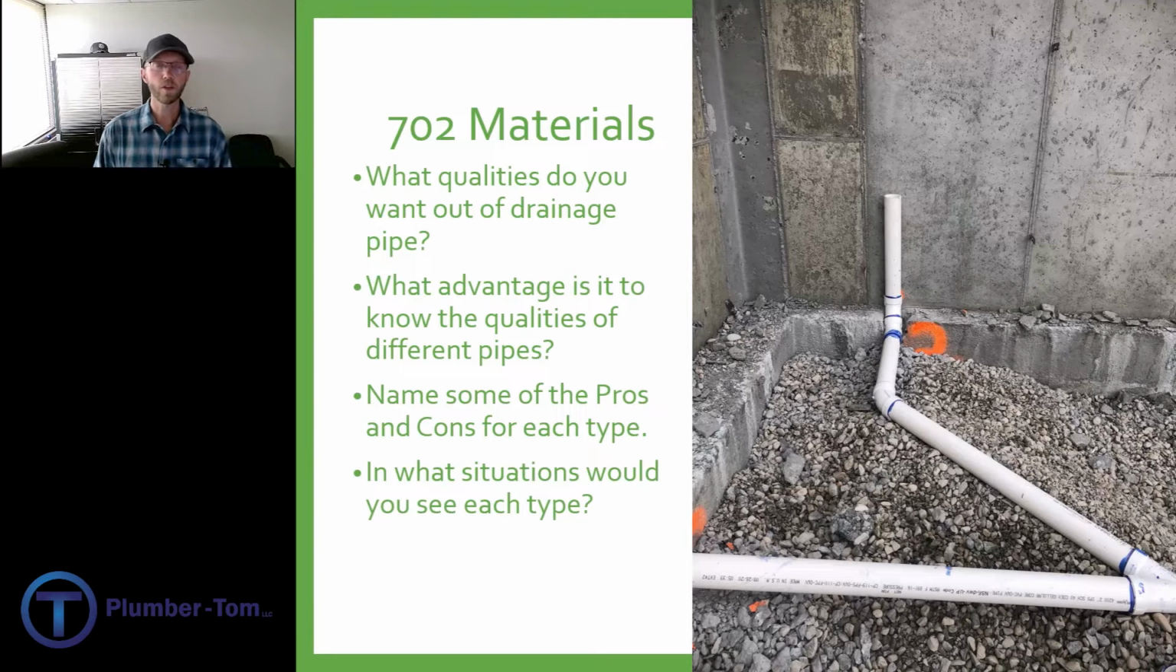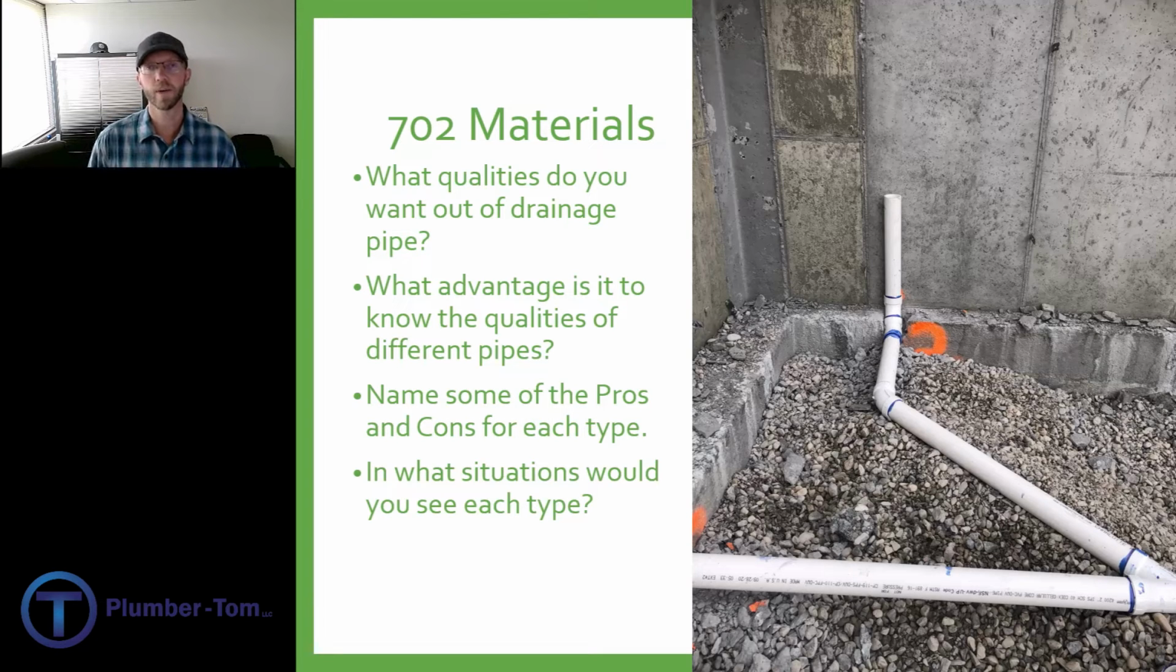In 702, we look at the materials that are allowed to be used. Think about some of these questions for just a minute as we consider drainage pipe. What qualities do you want out of a drainage pipe? Some pipe is more rigid than others. Some is easier to install than others. What advantage is it to know the qualities of different types of pipes?